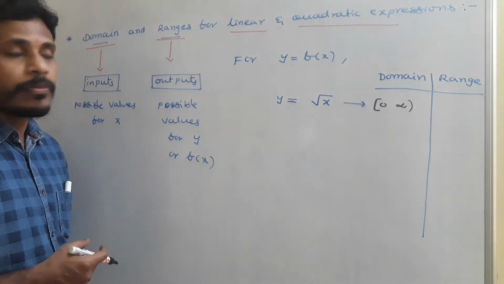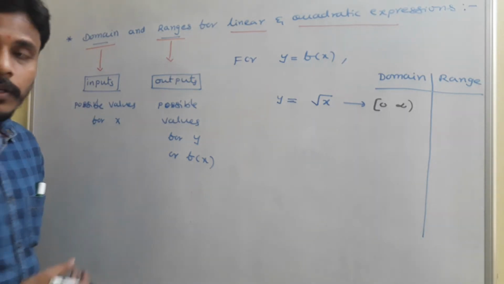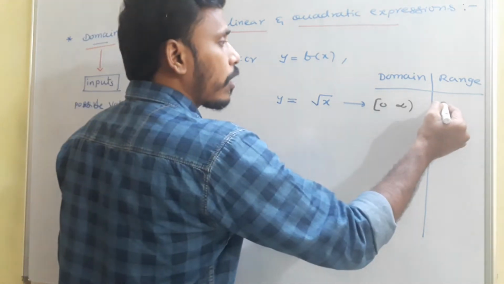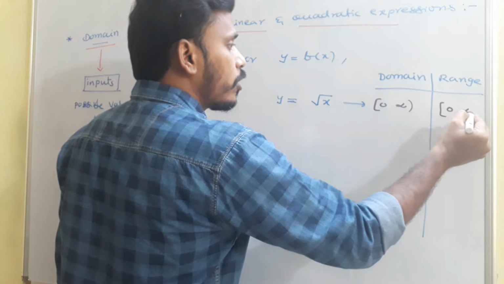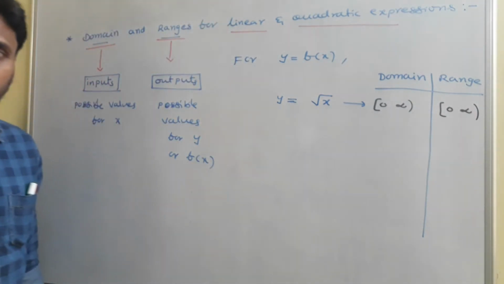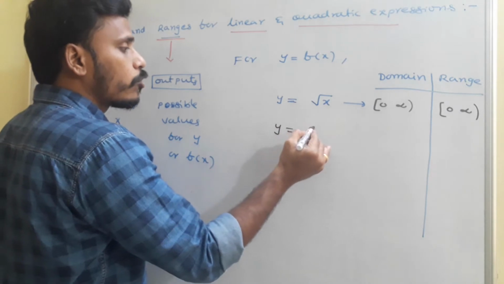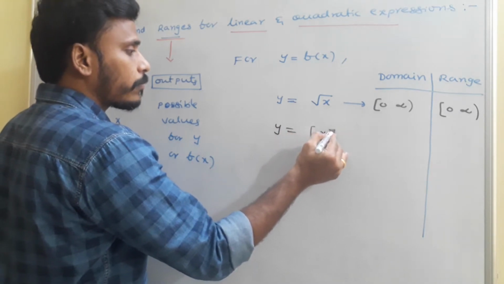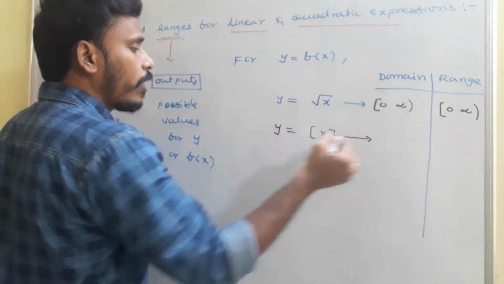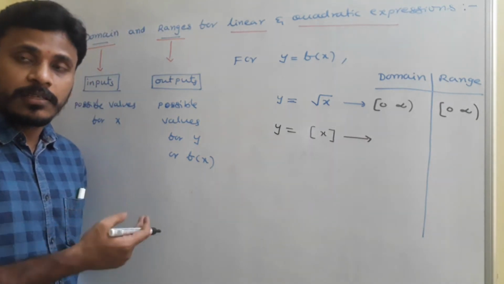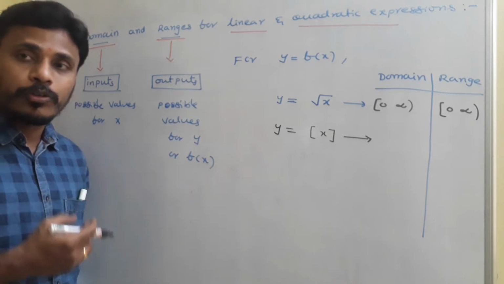So that is the domain. Then what do you say about the range? When you consider positive values in the place of x, the outputs are also positive. Again, the range is from 0 to infinity. This is for root x. Whereas, suppose y is equal to step x, the greatest integer function, then what do you say about the possible inputs for x and the possible outputs as y?